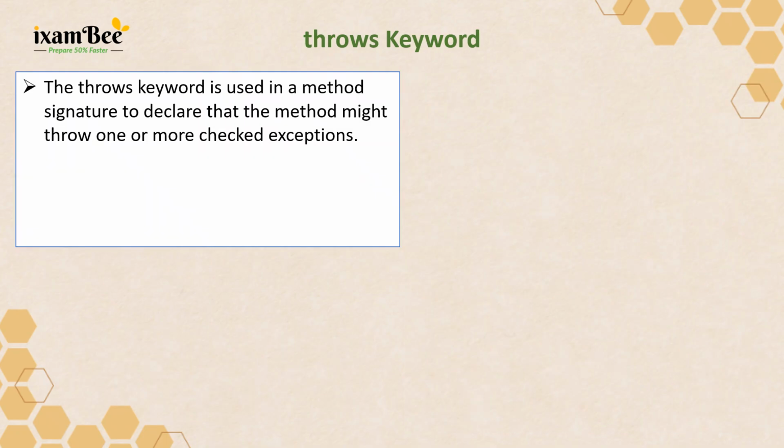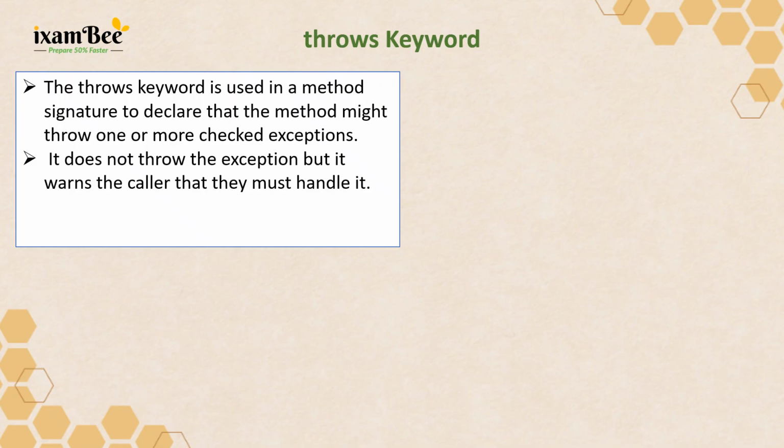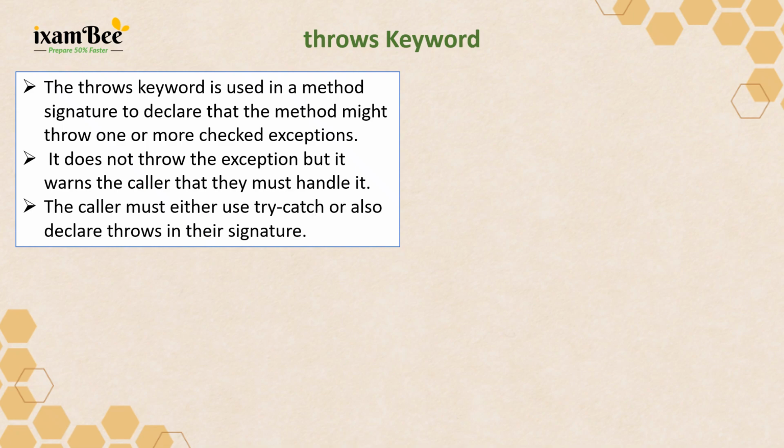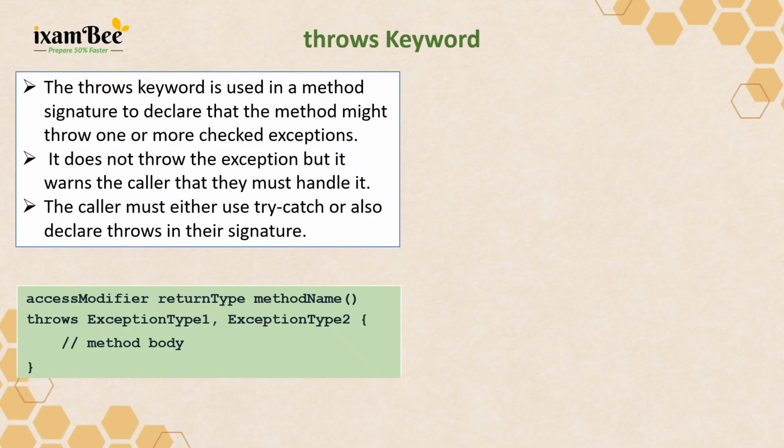There is also the throws keyword. This keyword is used in a method signature to declare that the method might throw one or more checked exceptions. It does not actually throw an exception, but it warns the caller that they must handle this kind of exception which is being thrown. The caller must either use the try catch or also declare throws in their signature. The syntax would be access modifier, return type, method name, throws exception type 1, exception type 2, and then you can specify the method body.